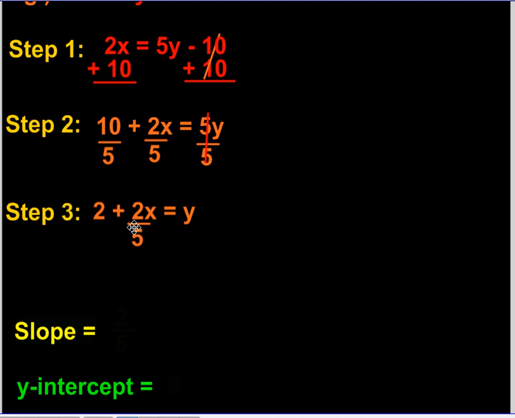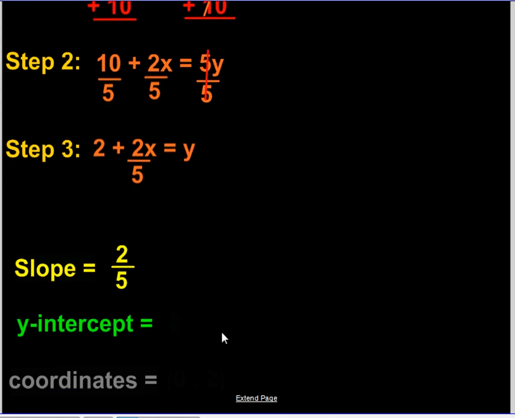So remember, slope is the m right next to the x. In this case, we have 2/5. So that's going to be our slope. The y-intercept is the number isolated without any variable. In this case, it's a 2. The coordinates, again, x could be any number, so we'll use 0, but the 2 has to stay for y because that's the only spot that it intersects.